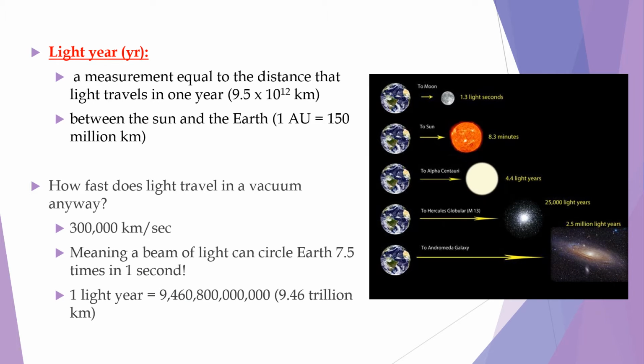So a light year is a measurement equal to the distance that light travels in 1 year. So this is approximately 9.46 trillion kilometers. Okay, so not to get confused with the amount of time it takes for light to travel in a year, but it is equal to the distance that light travels in 1 year. So again, that is about 9.46 trillion kilometers.